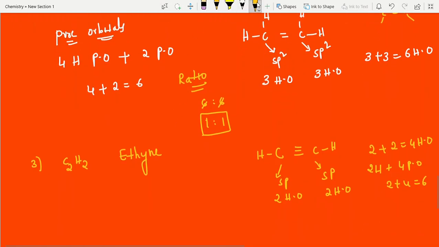Or else apply the shortcut and check it. Now ratio. Can you give the answer? Ratio. Yes. 4 is to 6. 4 is to 6 means what is the answer? 2 is to 3. 2 is to 3.